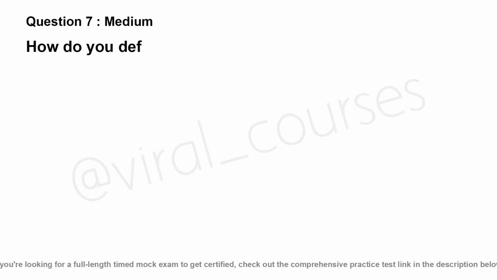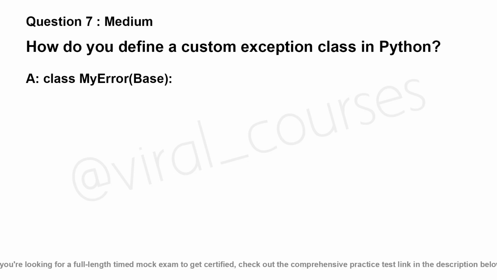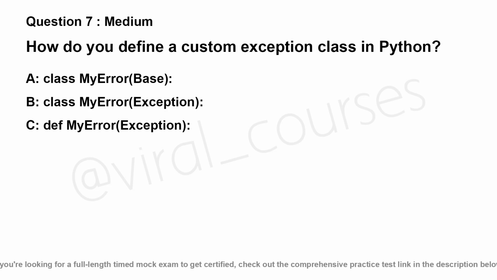How do you define a custom exception class in Python? Option A, class MyError(Base). Option B, class MyError(Exception). Option C, def MyError(Exception). Option D, create MyError as Exception.